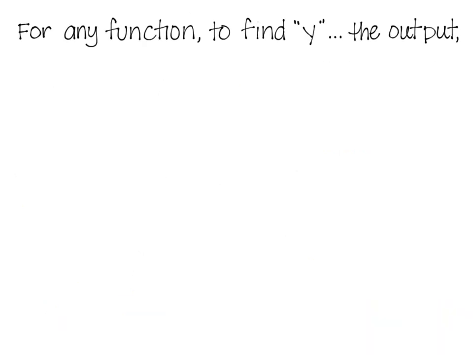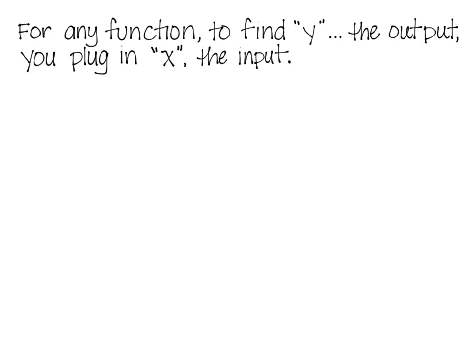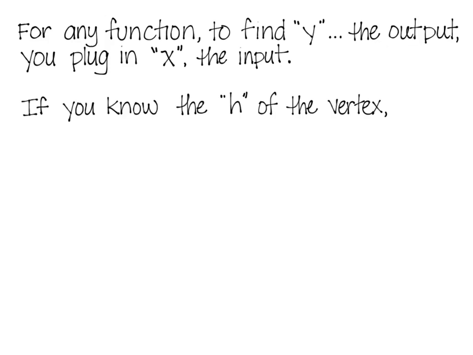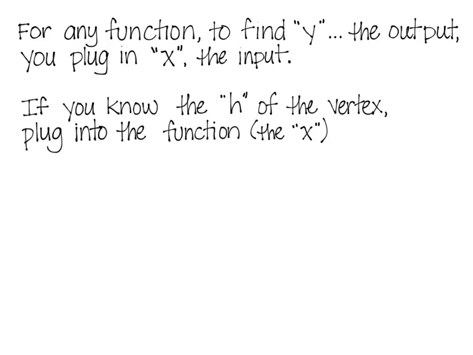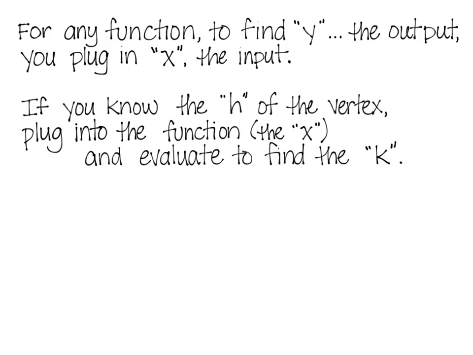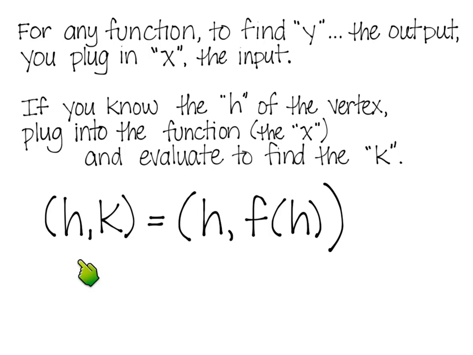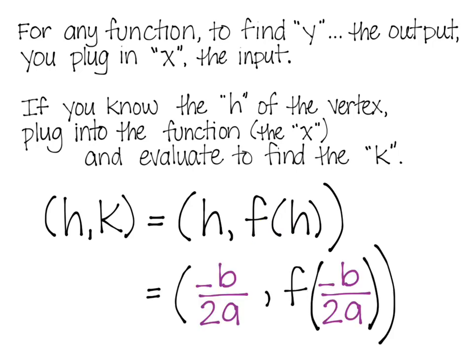First, I remind you that to find the y, the output of any function, we simply input the x and evaluate. So if we know the h of the vertex, we plug it into the function for the x value and evaluate, and that will tell us our k. Meaning, we're trying to find (h, k). If we have our h, we plug it into the function to find the k. And we know our h if we have the general form, because h is negative b over 2a. We find out what this number is, plug it into the function, and then we will find our k.